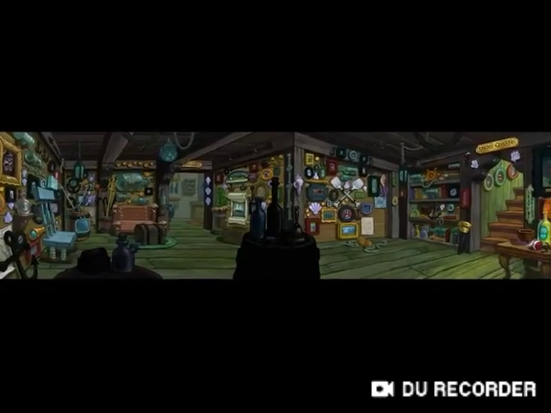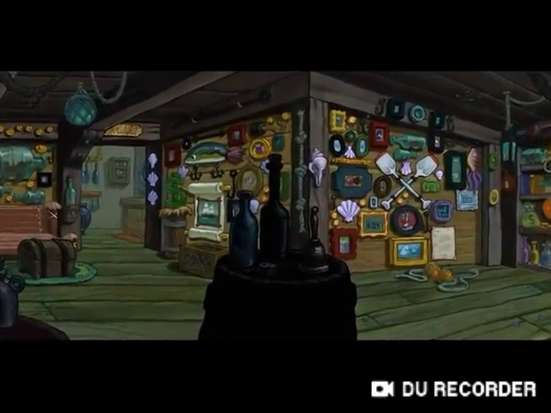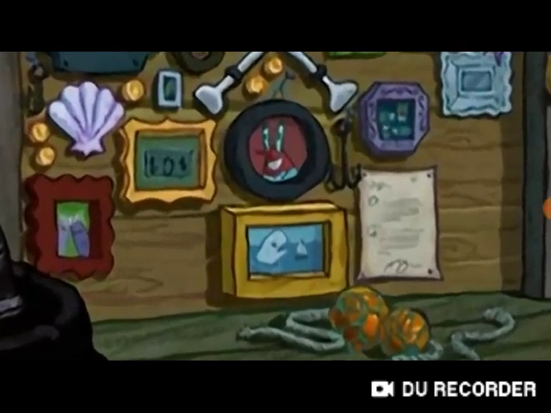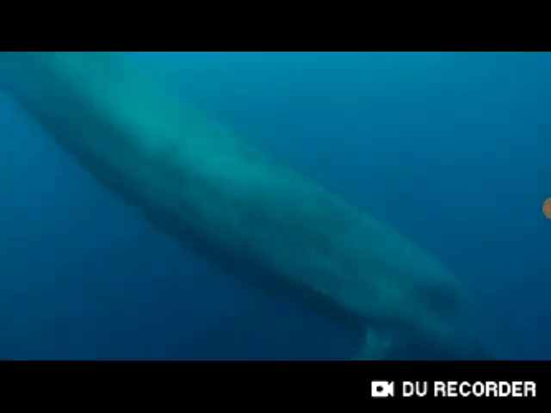But hidden within here is something that will absolutely blow your mind and answer one of the biggest questions in the show. Hanging there on his wall is a picture of a massive whale next to a ship. You don't think that could be... No. No, it can't be. Pearl's mother?